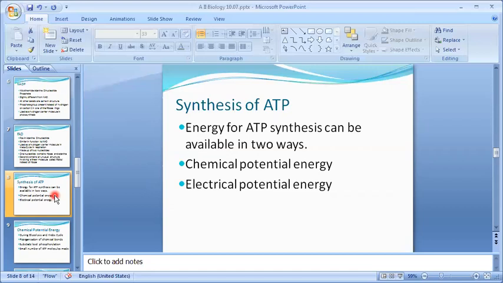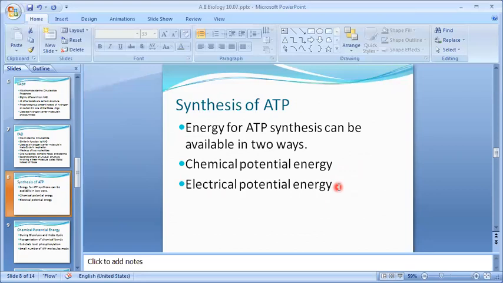Now obviously for the synthesis of ATP, once again we say energy is required, right? So that energy which is required for the process of synthesis can be available in two ways. There can be two types of energies used in the synthesis of ATP. One is the chemical potential energy, second is the electrical potential energy. Basically these two types of energies are released in the process of respiration, and then the synthesis of ATP takes place.